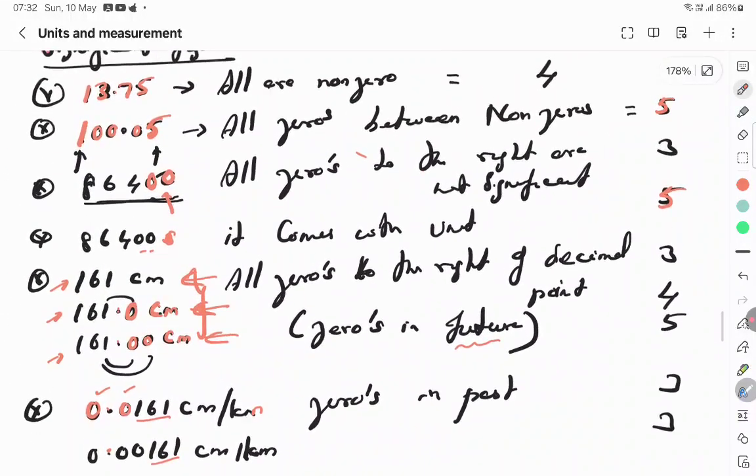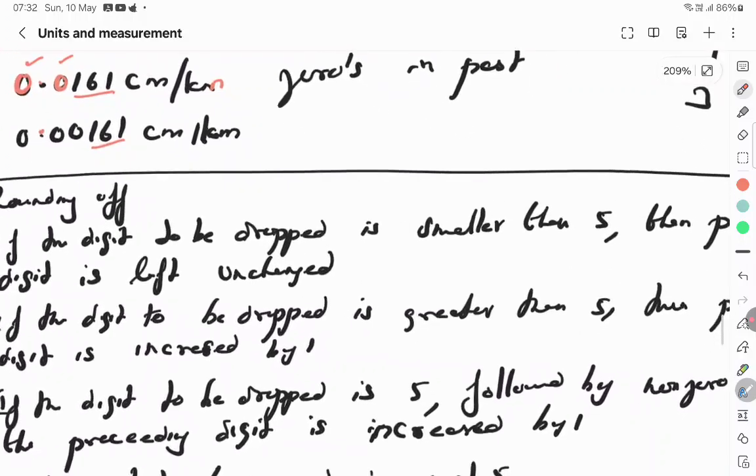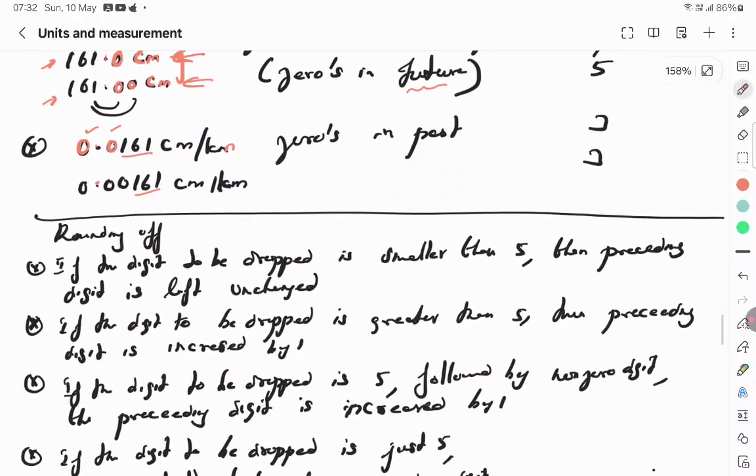These are the rules you should follow while talking about significant figures. And rounding off, if the digit to be dropped is smaller than 5, then the preceding digit is left unchanged. See, if you have 23.45, if you're dropping off a 4, you can leave it unchanged. If you're dropping off a 6, you have to increase it by 1, increase it to 5.